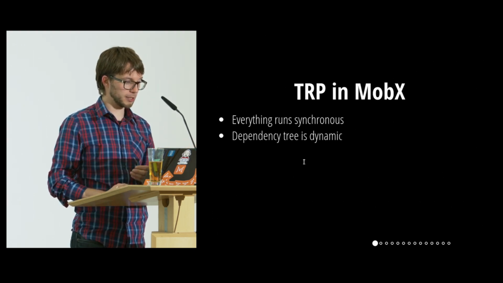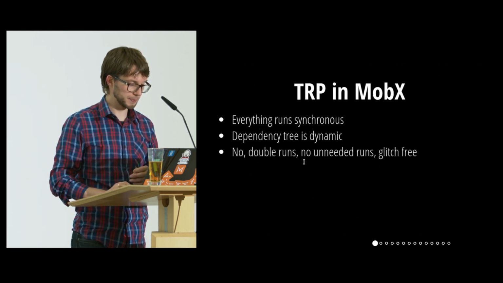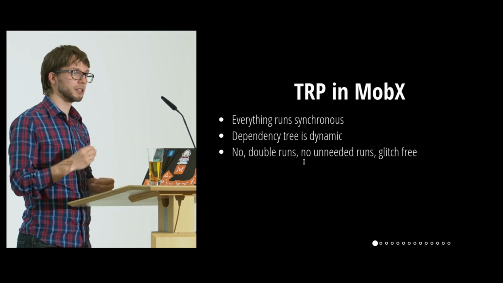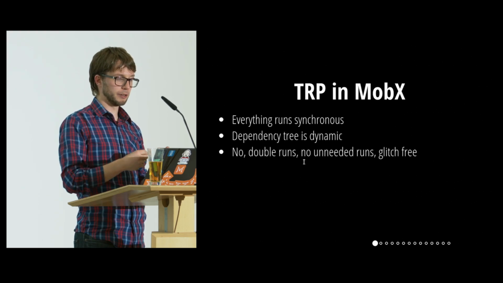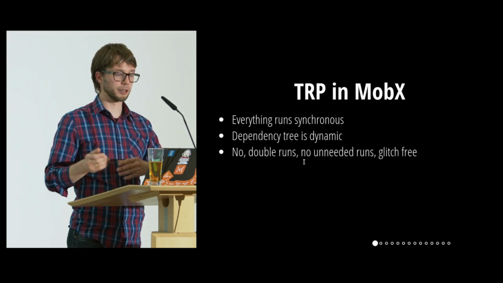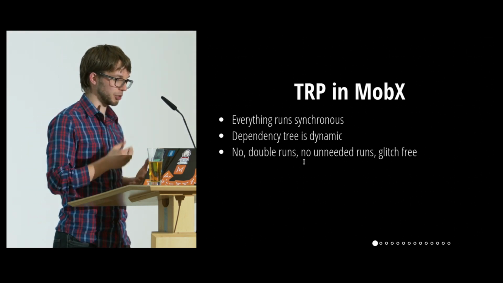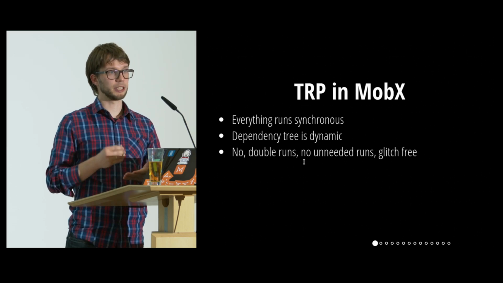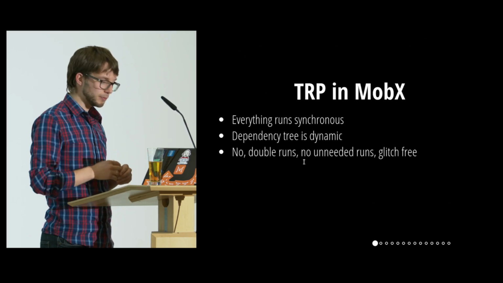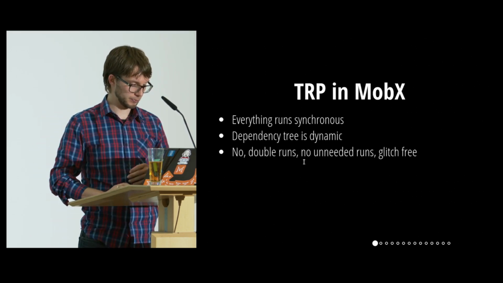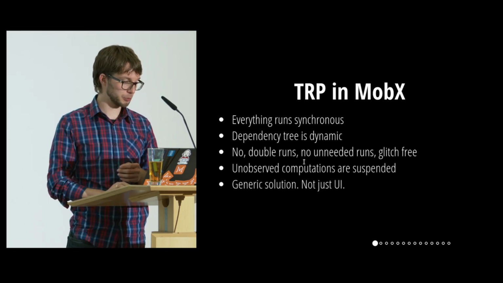As you saw in the code, the dependency tree is dynamic. I'll show you an example in a minute. So it has quite some interesting runtime properties, because these are features which were lacking in other frameworks. What MobX does is analyze your dependency tree, and I'll show you in a minute how, so that derivations are not run twice accidentally, or run immediately, and so that they don't introduce glitches. I'll explain that also in a minute. And as said, unobserved computations are suspended.